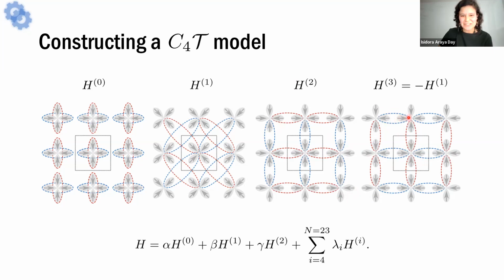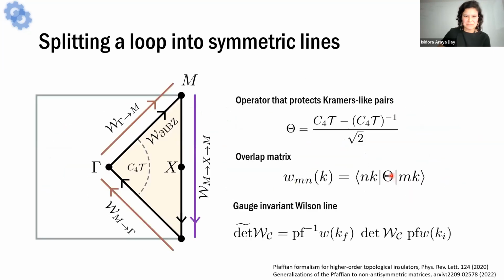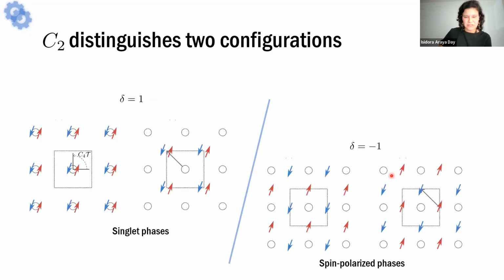So these are these two configurations. If we apply time reversal symmetry on this configuration of spins, we will get the one on the right, because time reversal symmetry flips the spins. And so by constructing the Hamiltonian and applying time reversal symmetry, we realize that the Hamiltonian of this one is minus this one. Now, importantly, these two are not equivalent because we do not have time reversal symmetry, but only the combination between C4 and T.